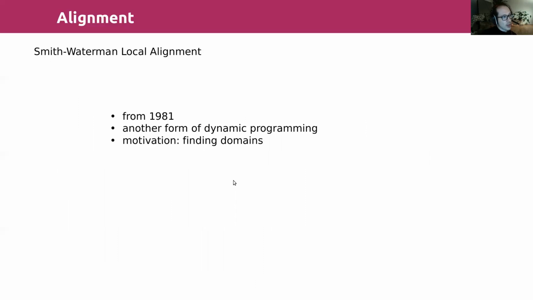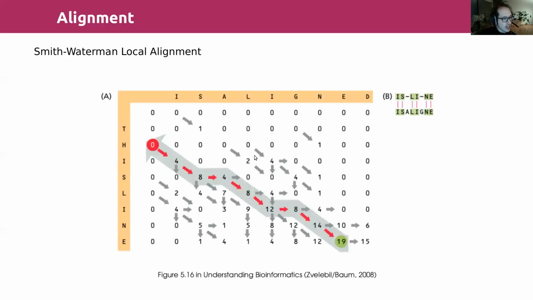So then there's the Smith-Waterman local alignment algorithm. And this is actually really similar to global alignment. So you don't have to learn so much new stuff, fortunately for this. And this is from 1981. It's another form of dynamic programming. And as we mentioned, the motivation for this was for finding domains. And the way it works is it's very much similar. So you have the same system of generating candidates from the corners, from the left and from the top.